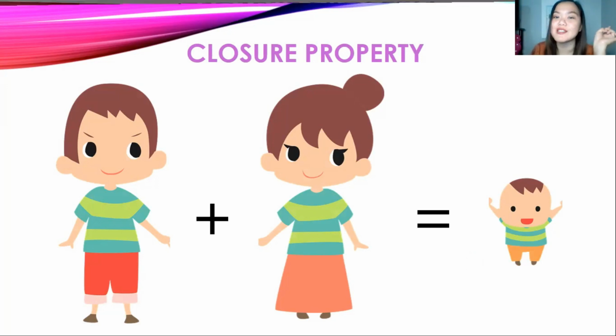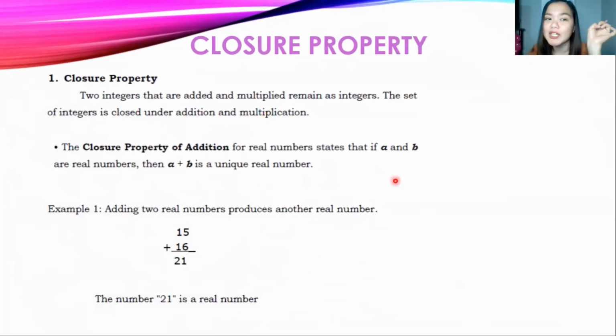So the closure property says that two integers that are added and multiplied remain as integers. The set of integers is closed under addition and multiplication. So, no subtraction and division, it may not be the same as addition and multiplication. Kasi there will be the tendency that you will be having zero or undefined like that.